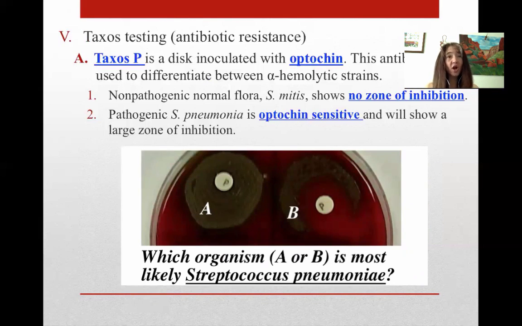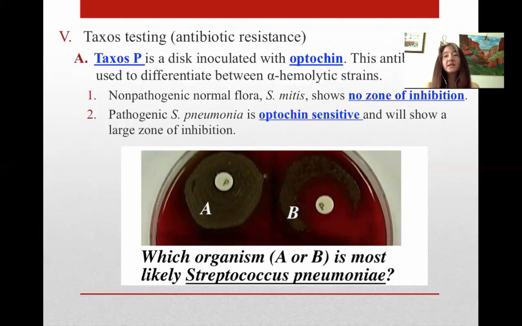The streps also have definitive tests, and the Taxos tests are those. Taxos P is a disc that is infused with the antibiotic Optochin. And Optochin is going to be very effective against Streptococcus pneumoniae. The causative agent of upwards of 95% of all cases of pneumonia is Streptococcus pneumoniae. So Streptococcus pneumoniae is Optochin sensitive. So if you put it in a ring around a Taxos P disc, it will show a lot of inhibition in its growth.